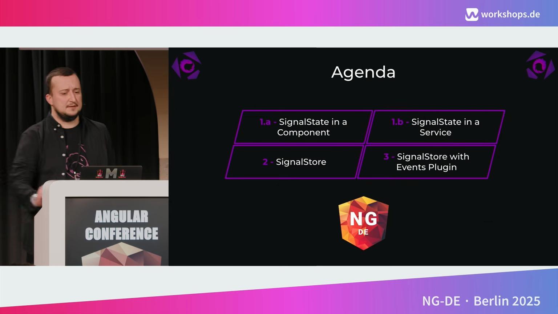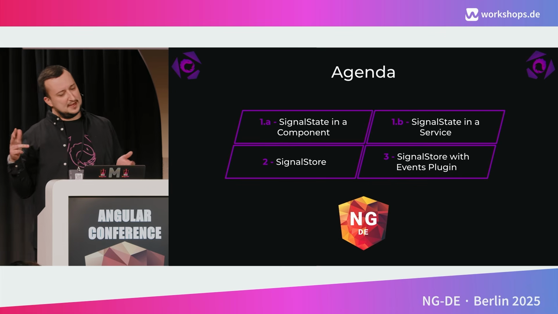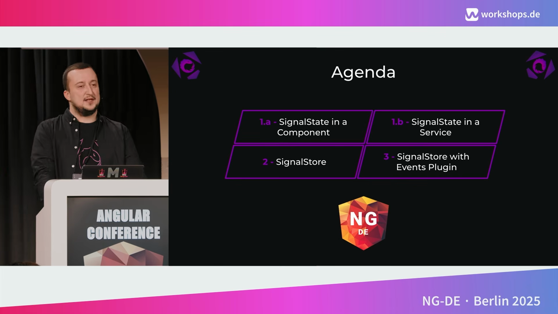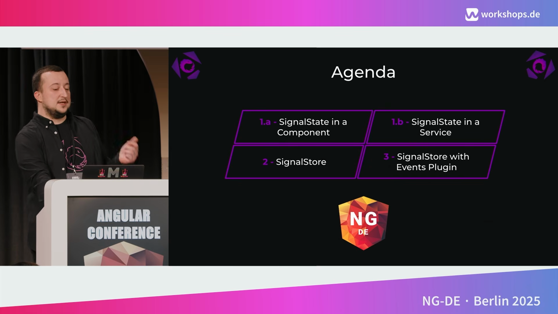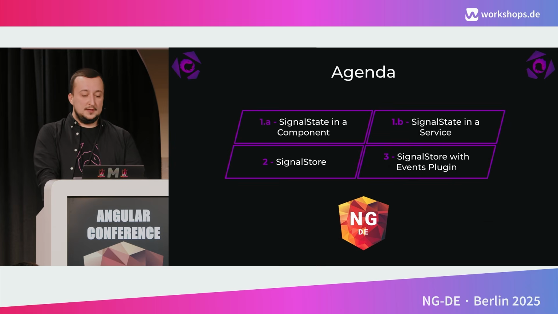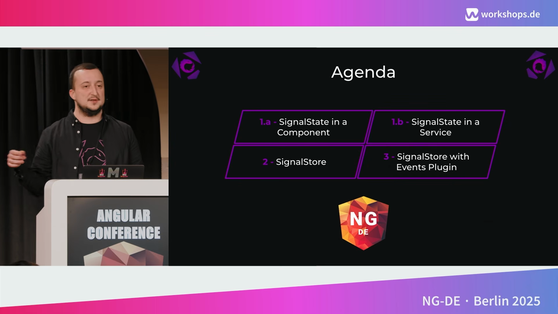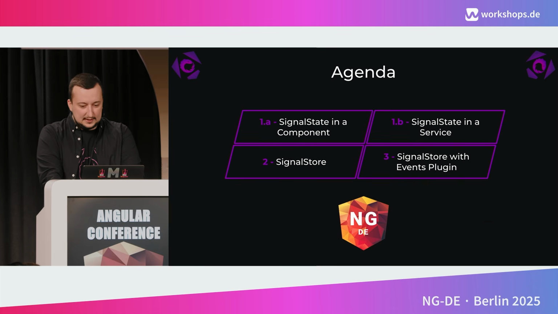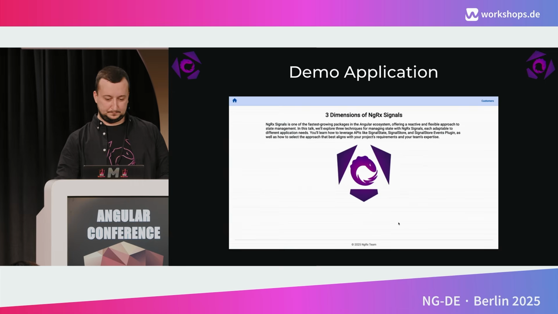So this is our agenda for today. Talk title says we have 3 dimensions, but I will actually show you 4 different options how we can use NgRx Signals package to manage the state. We can use SignalState in a component, SignalState in a service as an alternative to a service with a subject approach. Then we will see how we can use SignalStore, and last but not least, we will see how SignalStore can be combined with a recently introduced Events Plugin.